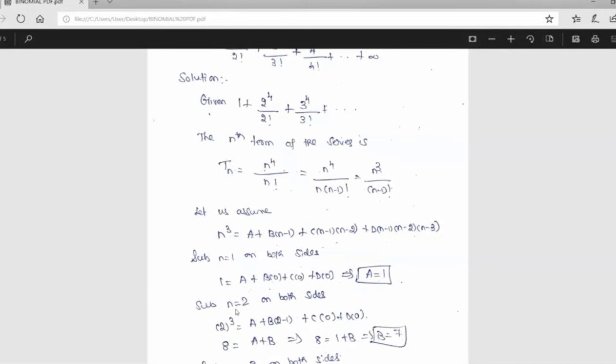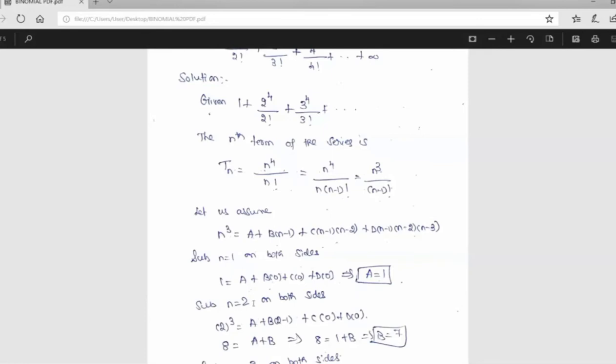Similarly, we can see n equal to 2. You can substitute n equal to 2. How we have to fetch the value means you have to see here. You're having n minus 1, n minus 2, n minus 3. So those values we have to substitute for our n. Initially we substituted n equal to 1. Now we have to substitute n equal to 2 on both the sides.